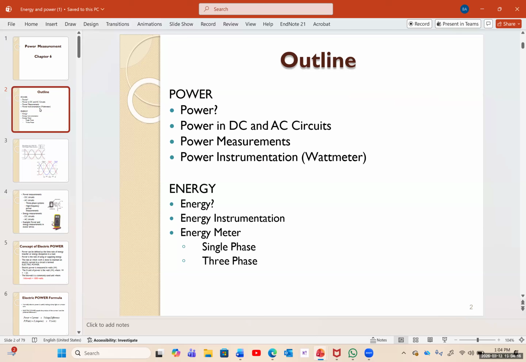So the outline for the class is going to be: what is power? You already know that. Power in DC and AC circuits, the difference between them. Power measurements and power instrumentations, such as watt meter. And energy, what is energy? Energy instrumentation, energy meter for single phase and three phase.